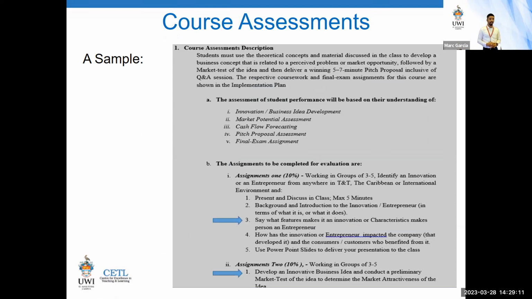So for example, we have assignment 1, which is 10%, where they have to say what makes something an innovation or characteristics that make a person an innovator or an entrepreneur. In assignment 2, develop an innovative business idea and conduct a preliminary market test. So you see the link between the two. If I were to go back and show you again the learning outcomes, you see the alignment. So you see they're related. That's kind of what I wanted to emphasize. Oh, Linton, you have a question.